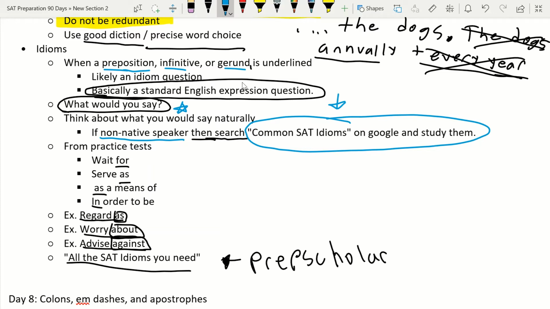So you'd see a question and it would have something. For example, on some practice tests, there are idioms like wait for, serve as a means of, in order to be. They would probably switch something around, right? So I'll put in blue a word that they might move. They might move "of" and say something instead of it. They might say "as a means to," and you would have to switch it to "as a means of." Or they might say "as a means for," and you might have to switch it to "as a means of."